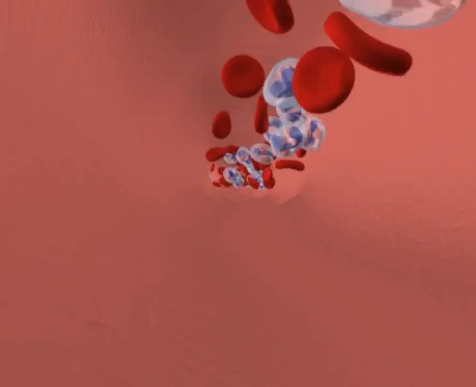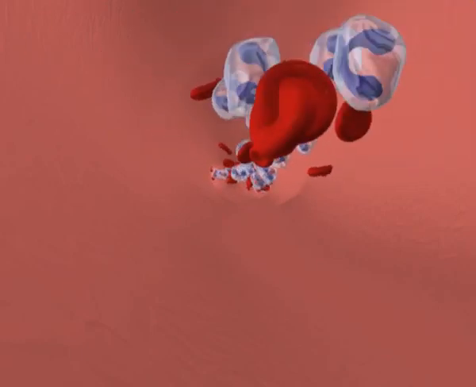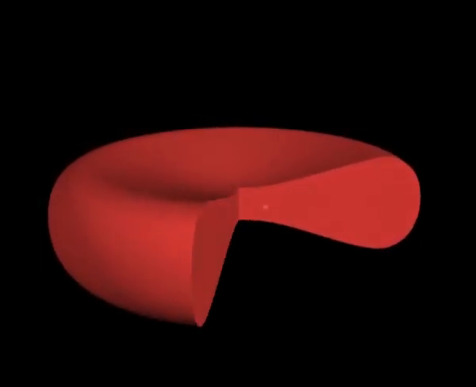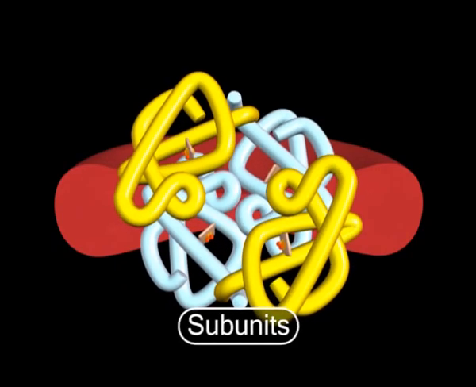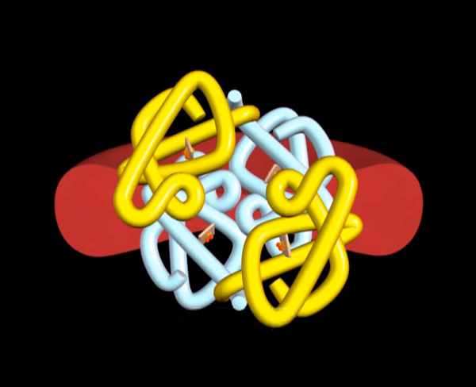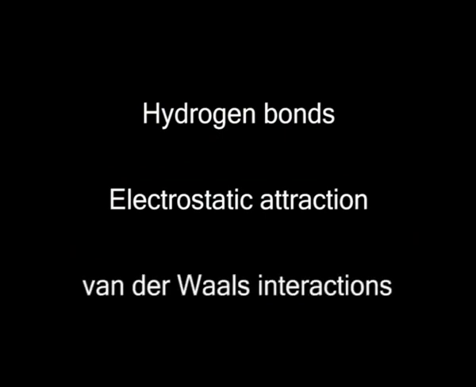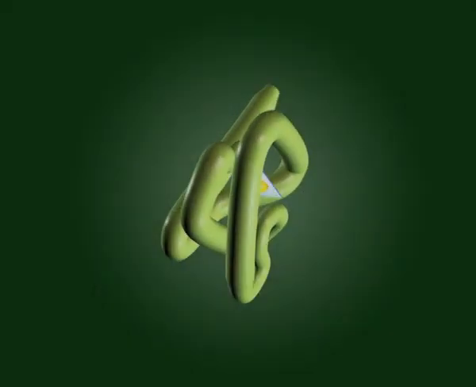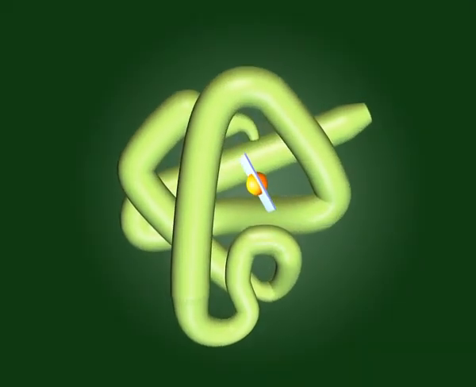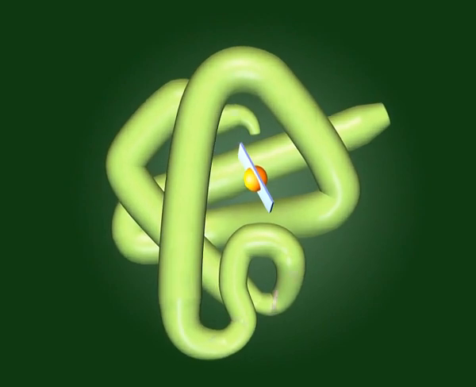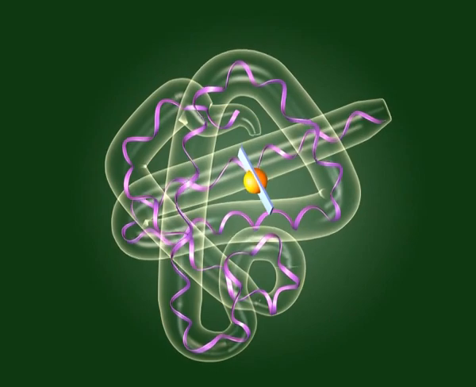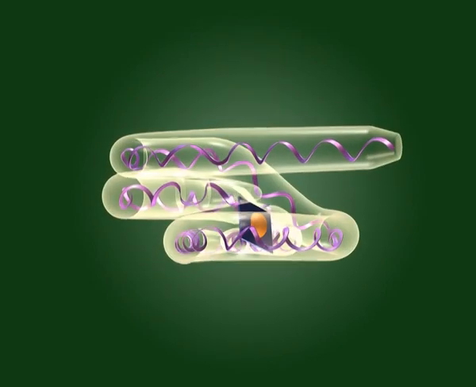Many proteins exist as a single polypeptide chain, but there are some proteins which exist as assemblies of 2 or more different polypeptide chains called subunits. These subunits may be identical or different. These are held together by non-covalent forces such as hydrogen bonds, electrostatic attraction, and van der Waals interactions. The best known example of a protein possessing quaternary structure is hemoglobin, which transports oxygen from the lungs to the cells and carbon dioxide from the cells to the lungs through the bloodstream.